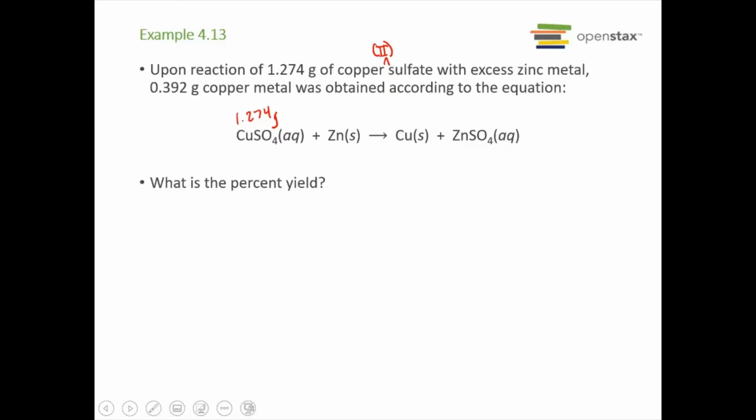And then we're told with excess zinc. So in this case, we don't need to solve for limiting reagent. We already know what it is. Excess zinc just means we put way more than we needed. So we know copper sulfate is our limiting reactant. And then 0.392 grams of copper metal. That is our actual yield. So we need to find our theoretical yield.